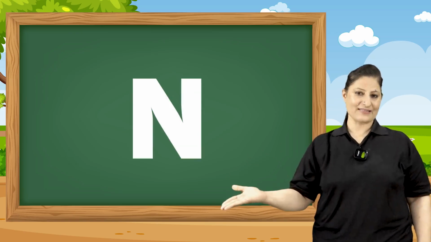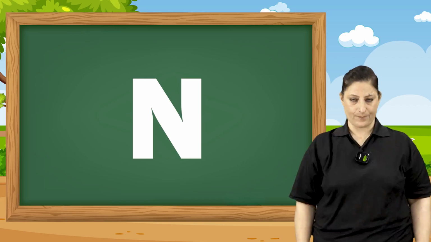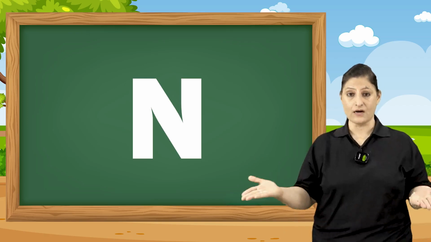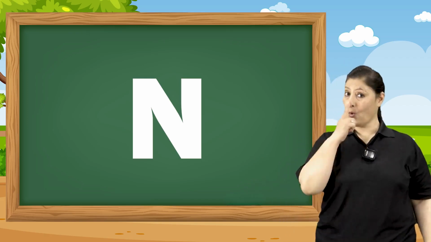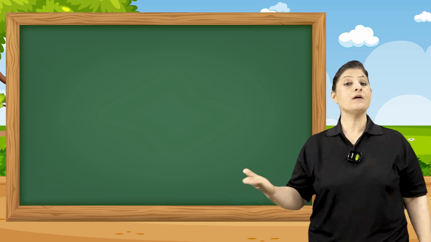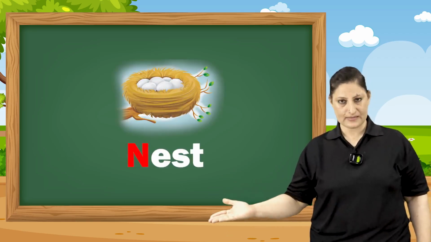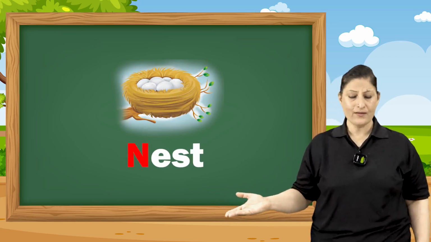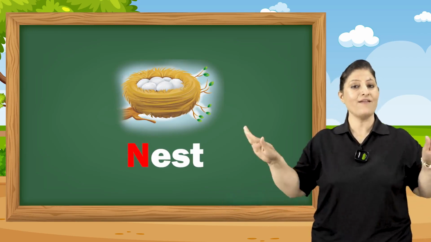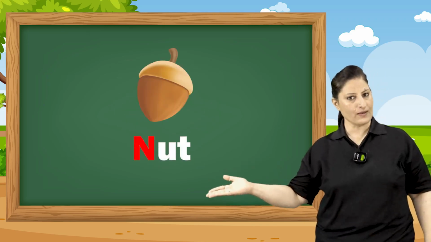Coming to our next letter, that is letter N, which says no. N says no. No, nose. No, napkin. No, nest. What is a nest, children? Where the birds lay their eggs. No, nest and no, nutmeg.